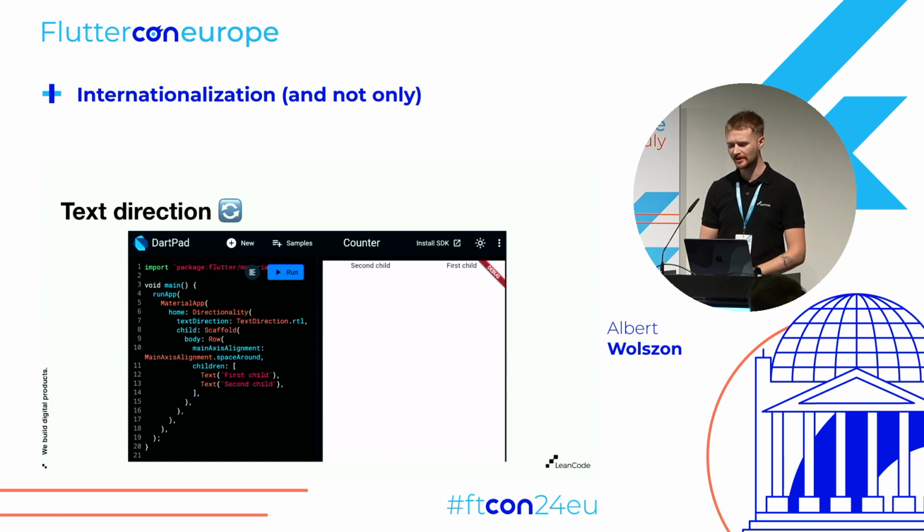Directionality is an inherited widget that is part of the material app also, and they set the directionality based on the locale that your application uses, that your users have a locale in, and based on the supported locales that you pass to the material app.